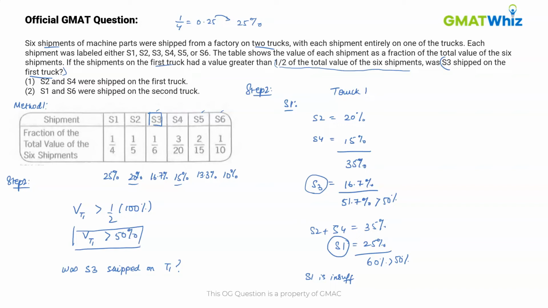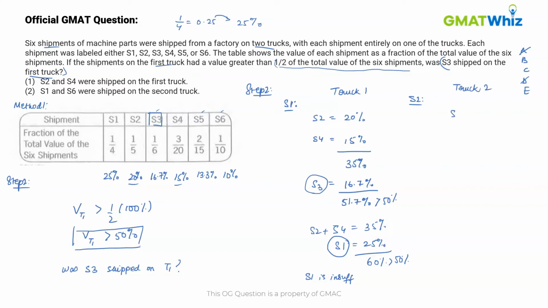So from the given options, we eliminate A and D. Now moving on to statement 2. Statement 2 tells us about the shipments on the second truck. That means here we have the information of truck 2.